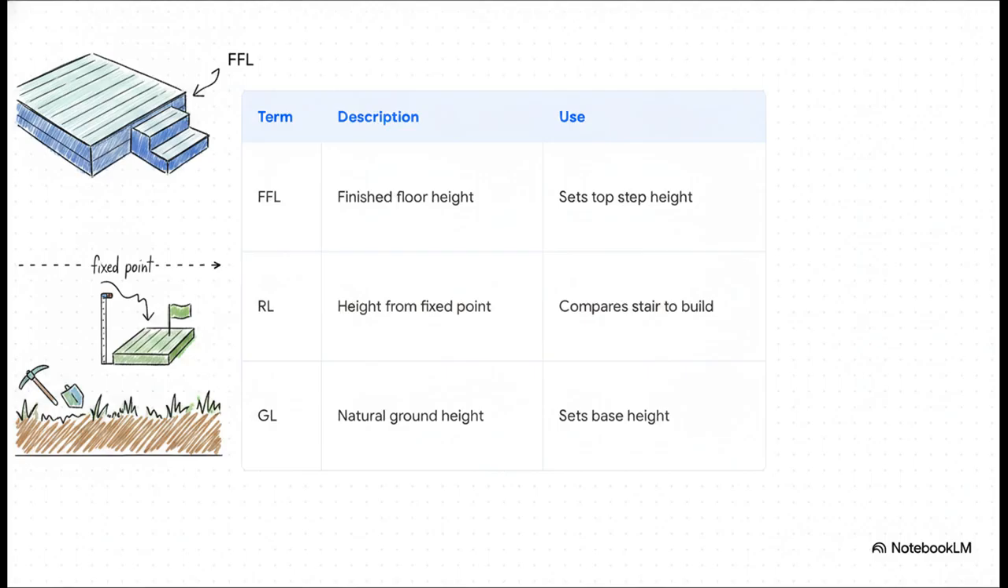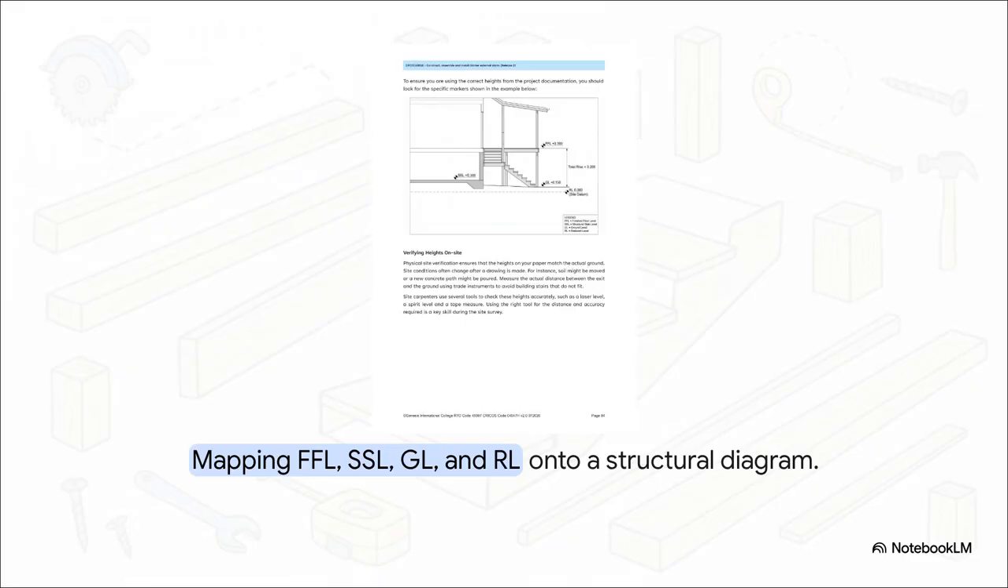RL stands for reduced or relative level. That's a height measured against a fixed point on site, which lets you compare your stair height to the rest of the build. And GL, that's just ground level, the natural ground height before you even start digging, giving you your base. And mapping these out visually creates this huge aha moment. It completely bridges the gap between those clunky acronyms and a physical house layout.